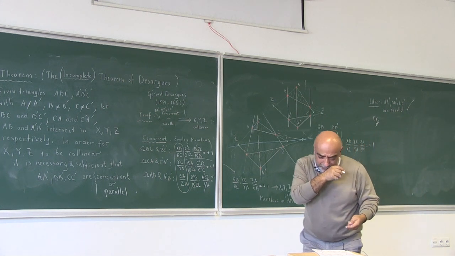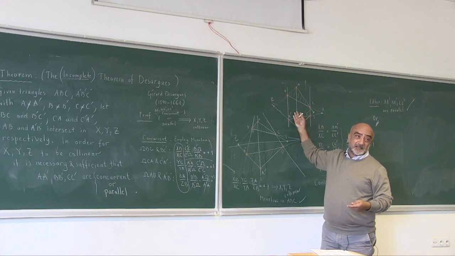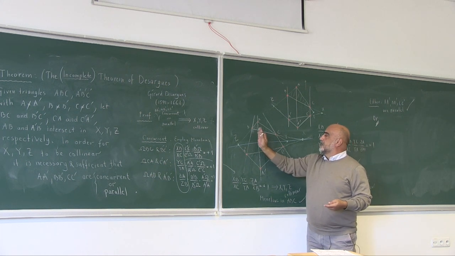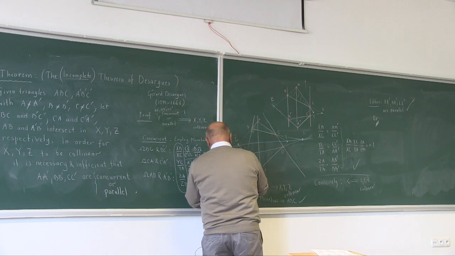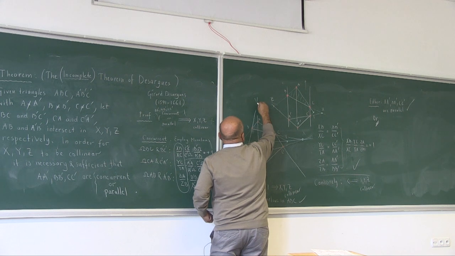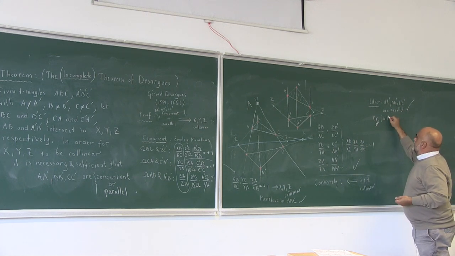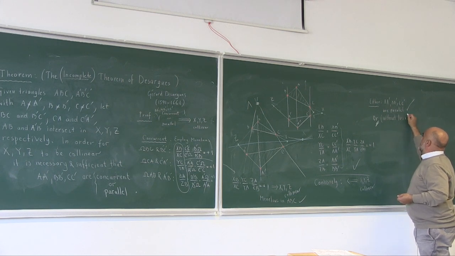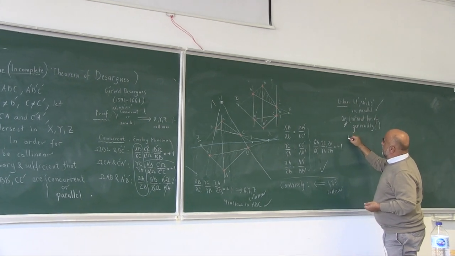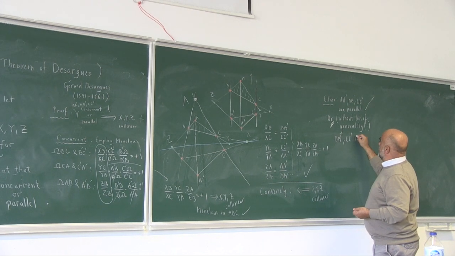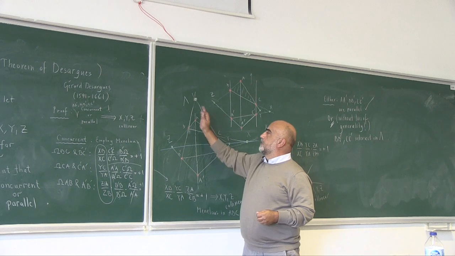Which one? I mean, shall I take BB prime, CC prime intersecting or the other? Well, it really doesn't matter. Let me assume that BB prime and CC prime intersect in some point lambda, without loss of generality. I don't care which pair I take. Now I will show that AA prime also goes through the same point.